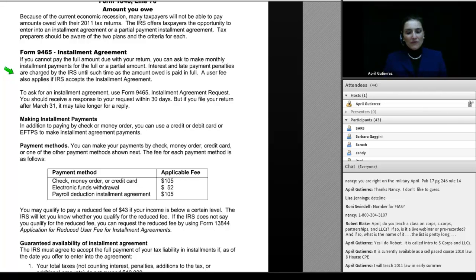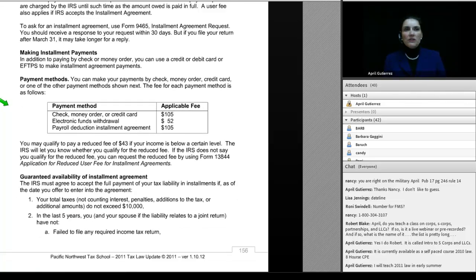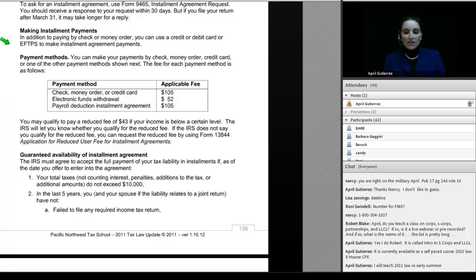So you file this form if you cannot pay the full amount due with your return. You can ask to make monthly installment payments for a full or for a partial amount. Interest and late payment penalties are charged by the IRS until such time as the amount owed is paid in full. A user fee also applies if the IRS accepts the installment. To ask for an installment agreement, use Form 9465, and you should make the request within 30 days of receiving the IRS letter saying, where's the money? You can file it with the return. You can file it later after the return's been filed.